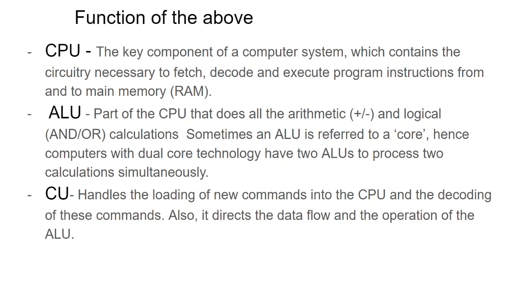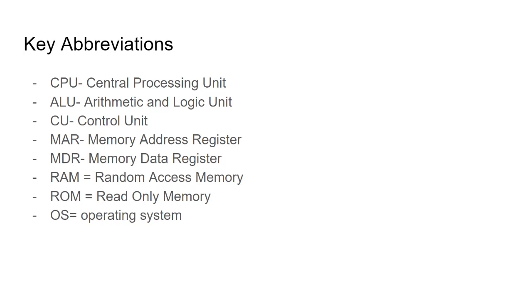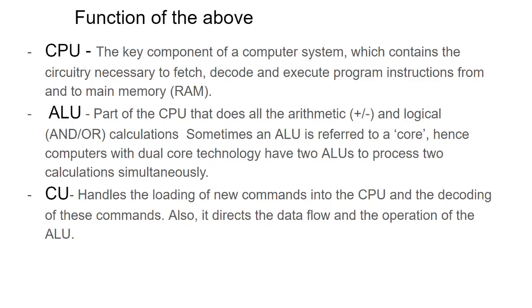ALU, or arithmetic and logic unit, does arithmetic, addition, subtraction, and logic, the Boolean operators, calculations. Basically, it does anything which requires some calculations. Sometimes ALU is referred to as a core. So if you have a dual core computer, you have two ALUs. The more ALUs, the faster it will run, because there can be two calculations performed at the same time.